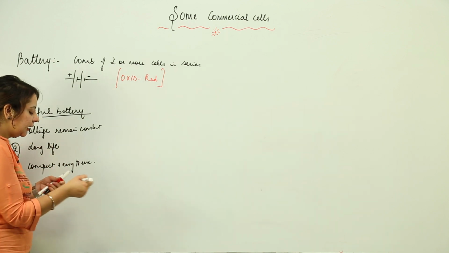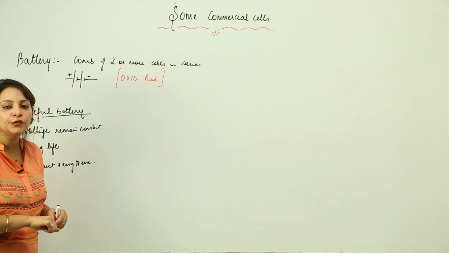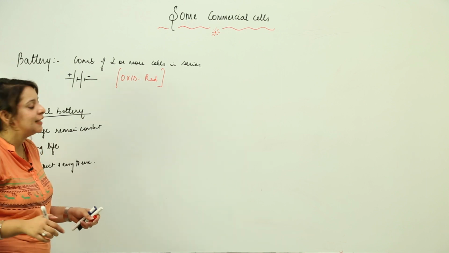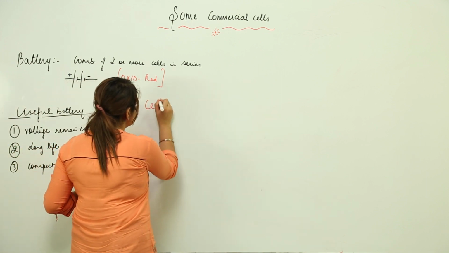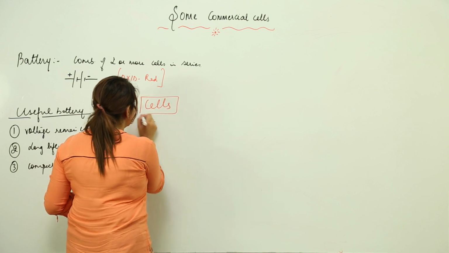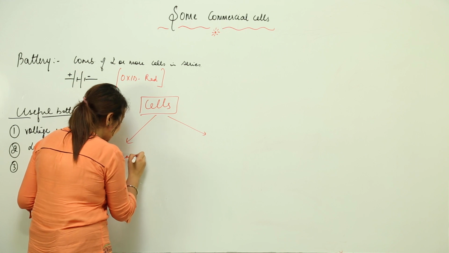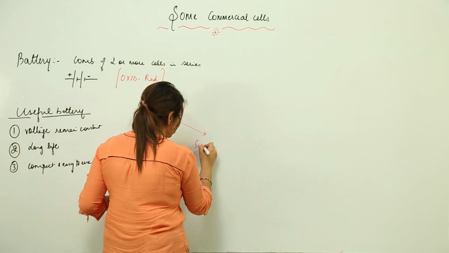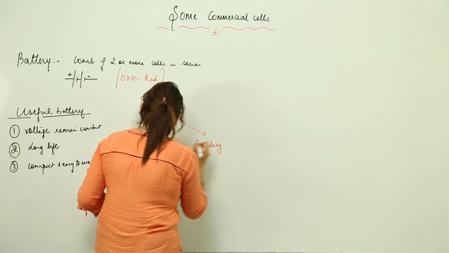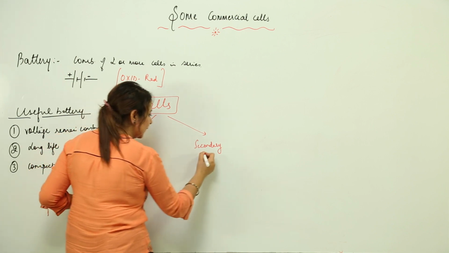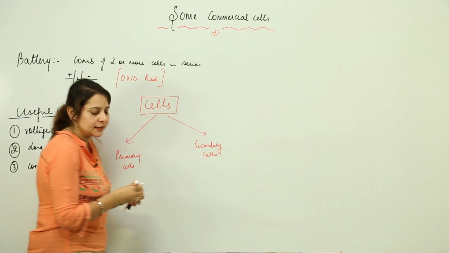Now we know that a battery is formed of cells, so we are now going to look at what kind of cells we observe. Basically, if we talk of cells, we have two kinds: one is the primary cell and the other is the secondary cell.